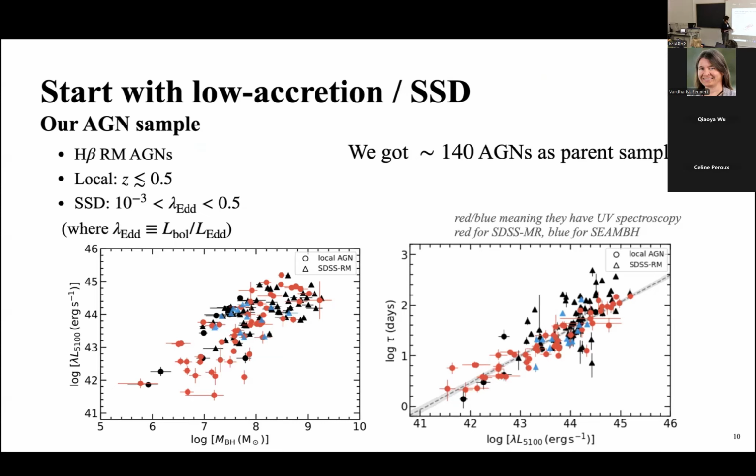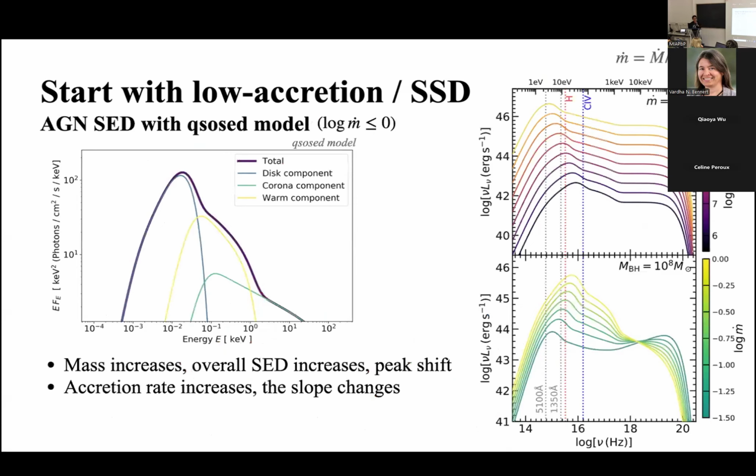Here is the mass and optical luminosity distribution for the 140 AGNs that we selected, and there is their R-L relation. You can see there's around 0.5 dispersion on the R-L relation in our example. The color is for the UV spectroscopy, which I'll talk about later, but the black ones are those for which we didn't find a UV spectrum in the archival data.